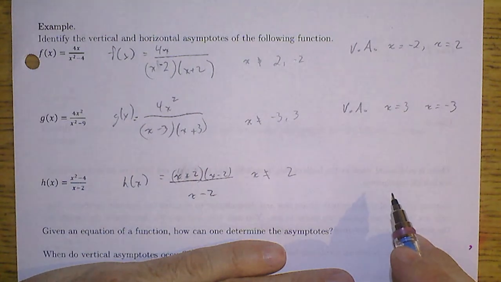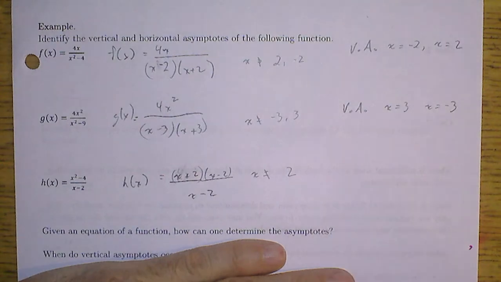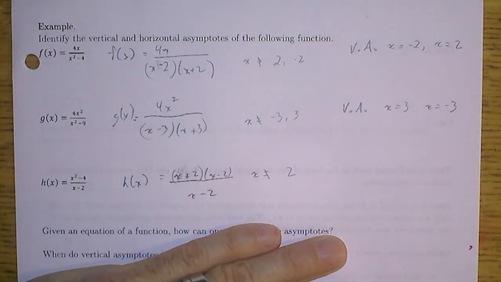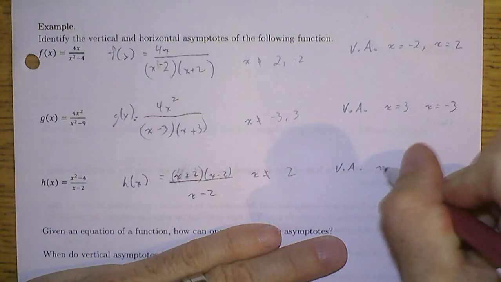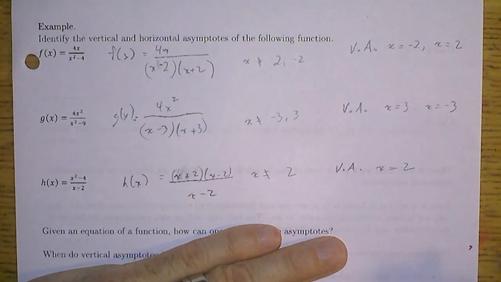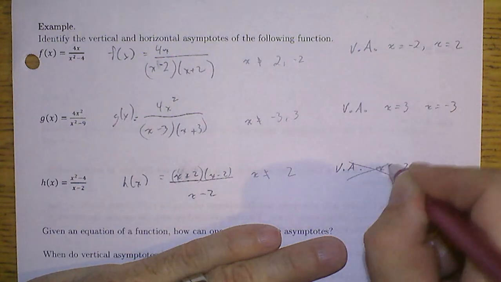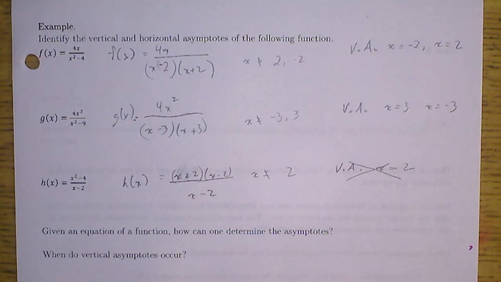Now, this next one, you may be thinking, and rightfully so, that my vertical asymptote should occur where x is equal to 2. However, in this special case, that is not what's going to happen. I will try to clear this up in the definitions. So now let's consider our horizontal asymptotes.